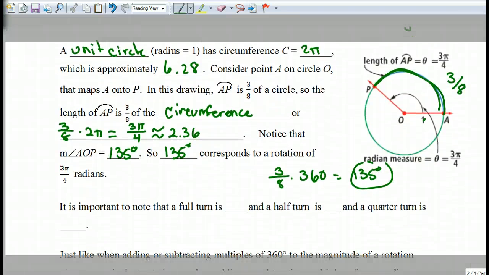Okay, so it's important to note that a full turn is 2 pi. A half turn? 1 pi, or just pi. And a quarter turn? Pi over 2.